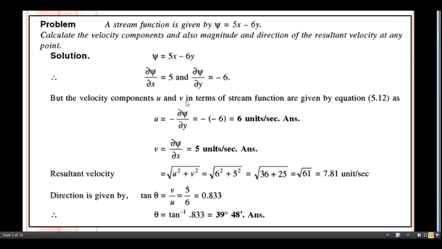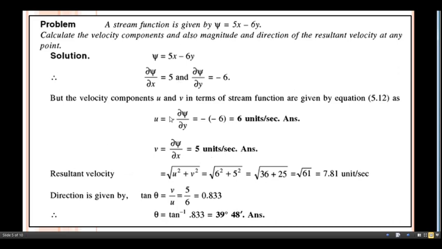But the velocity components u and v in terms of the stream function are given by this relation. Already we know this relation, u equals minus ∂ψ/∂y. So what's about this one? This value is already with us, minus 6. So minus minus becomes plus, so 6 units per second is the velocity. Now what's about the next one? v equals ∂ψ/∂x, you should write here. So what's about this term? 5 with us, so 5 units per second.